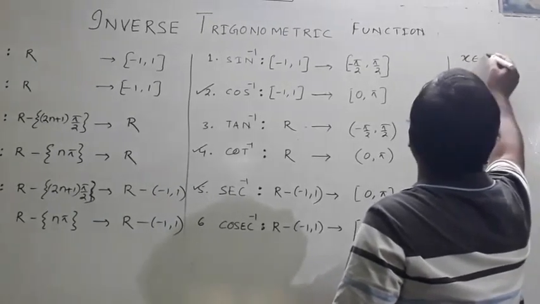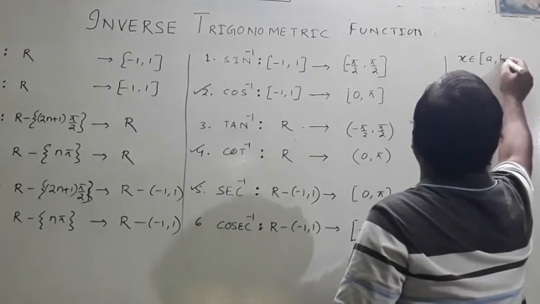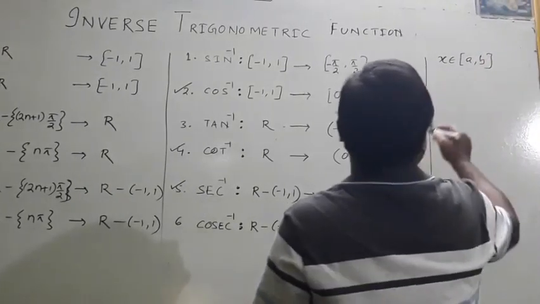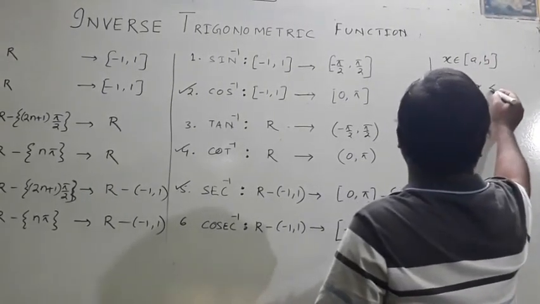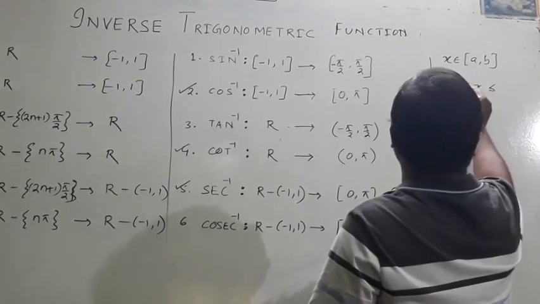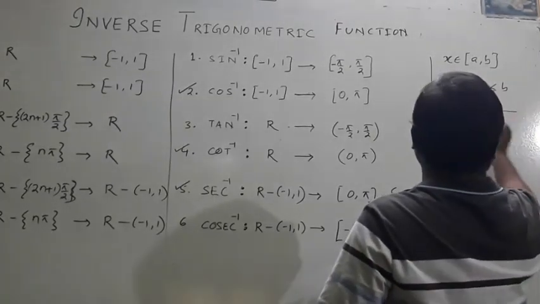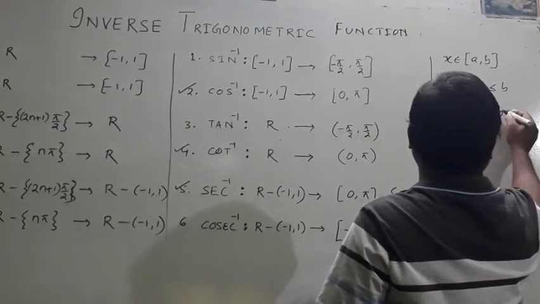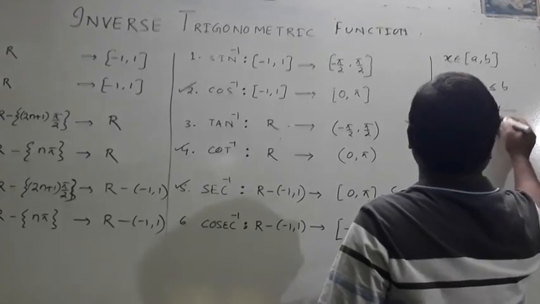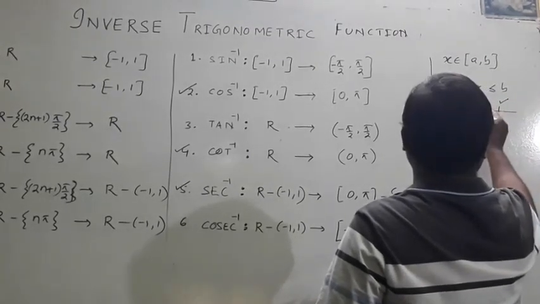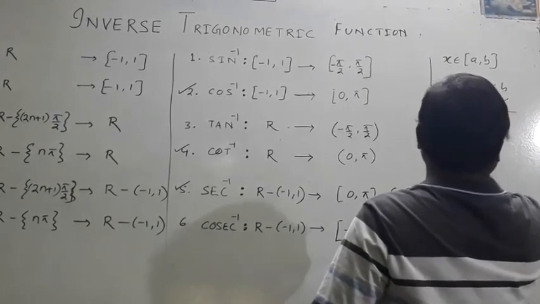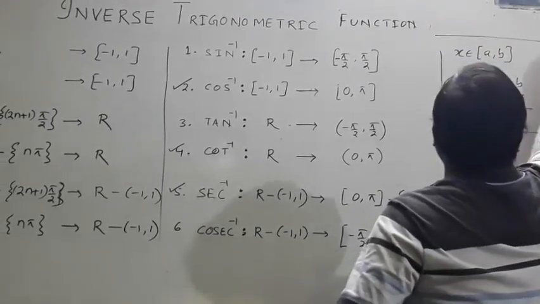Suppose x belongs to [a, b]; this is called a closed interval. Here the value of x goes from a to b, a will be included and b will also be included, and everything in between. This is called the closed bracket.